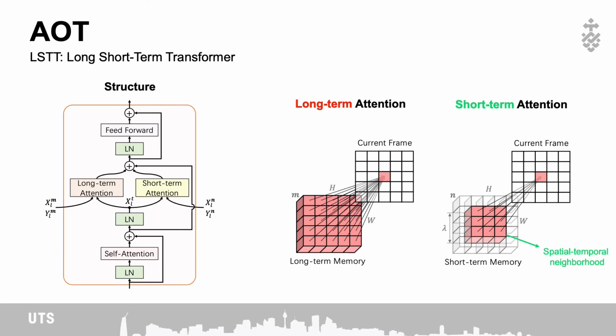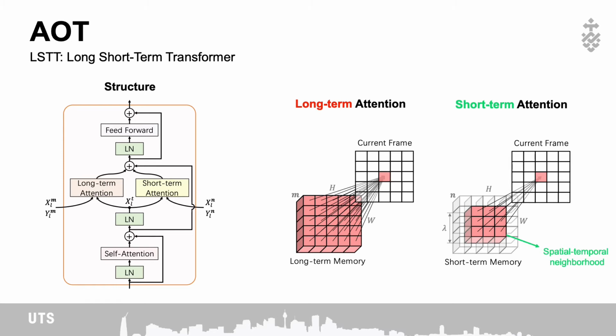In our AOT, we found an individual process of matching and propagation is not enough to sufficiently model multi-object correlation or association. Thus, we carefully design a long short-term transformer structure for building hierarchical matching and propagation. The LSTT block is based on the well-known transformer block, and we further introduce long-term attention and short-term attention for conducting VOS matching and propagation.